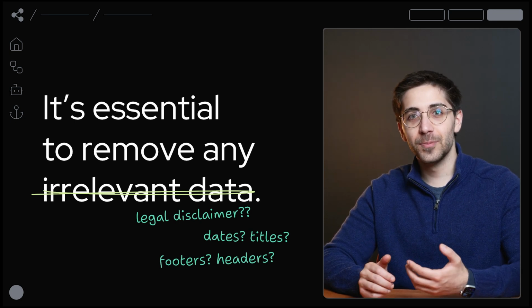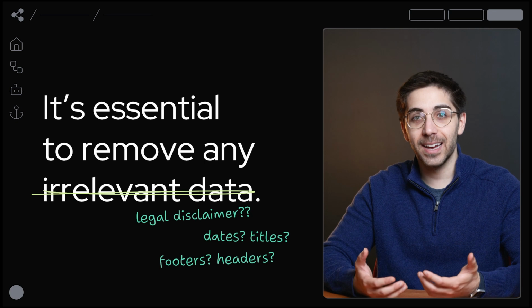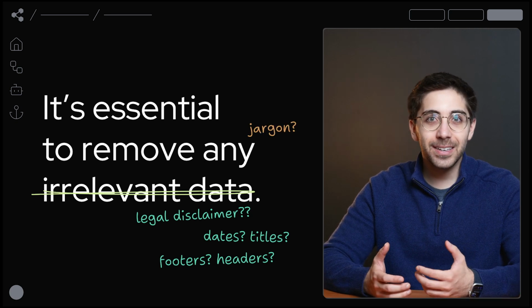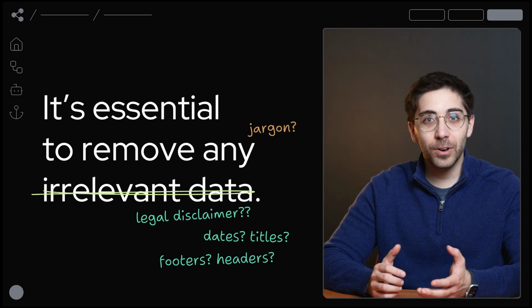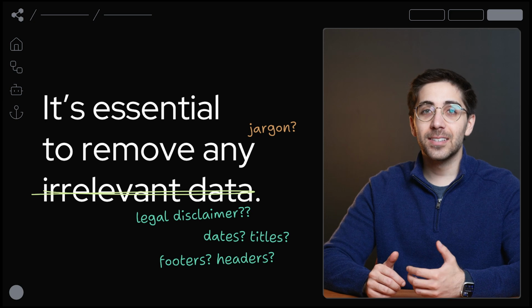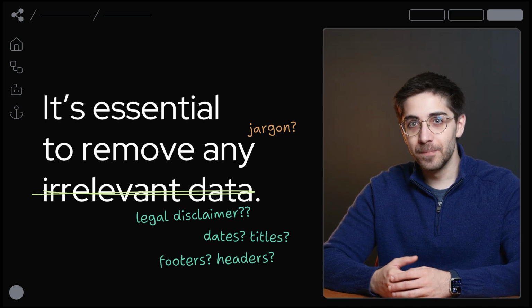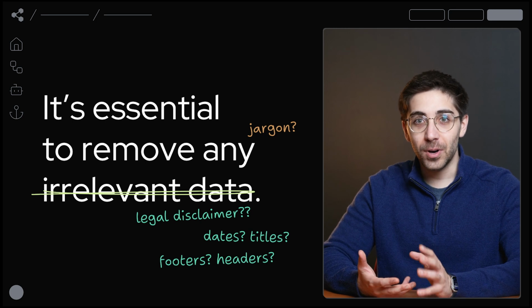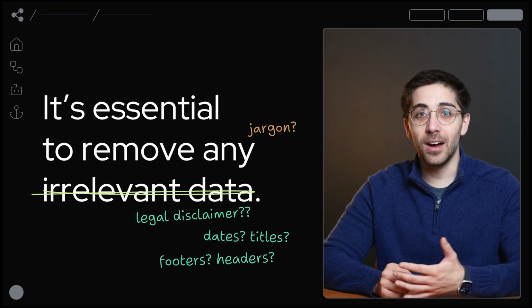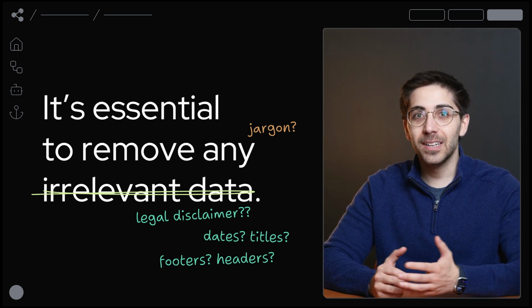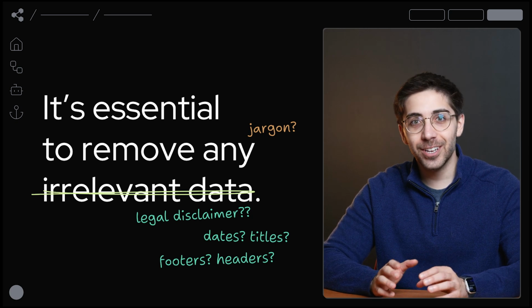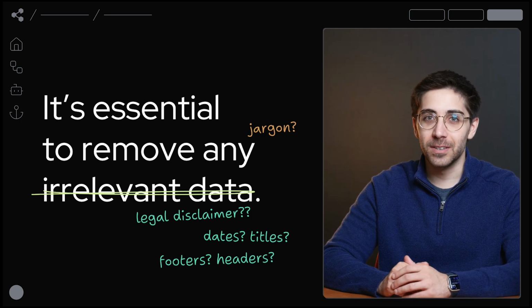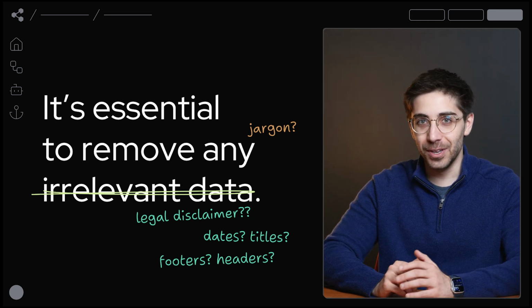Another important part of this process is simplifying the text itself. Jargon, technical language, or overly complex sentences can sometimes introduce ambiguity. If the document is too complex, it may not only slow down processing, but also lead to unclear answers. Consider rephrasing dense sections or removing industry-specific terms unless they're absolutely critical.